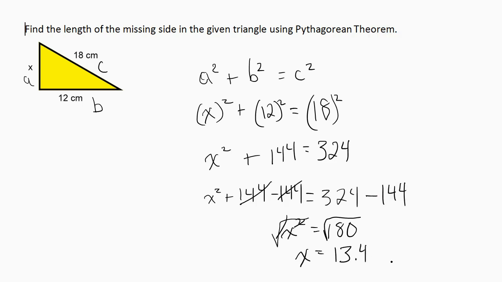Now, a good thing that we can do is just think, does that answer make sense? I know you're not going to be doing all this in your head, but does it make logical sense? Well, we know that this is not the hypotenuse side, so we at least know that our answer should be smaller than this 18. And 13.4 is smaller than 18, because this should be the biggest number out of our three. So yeah, we probably did it right.